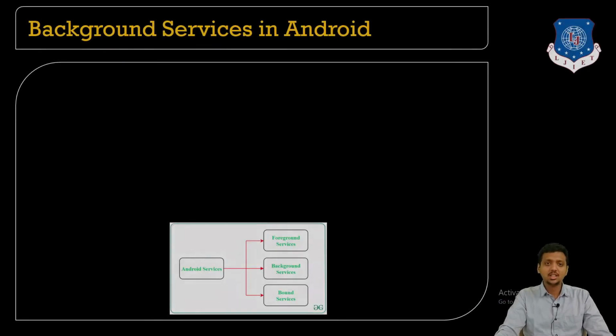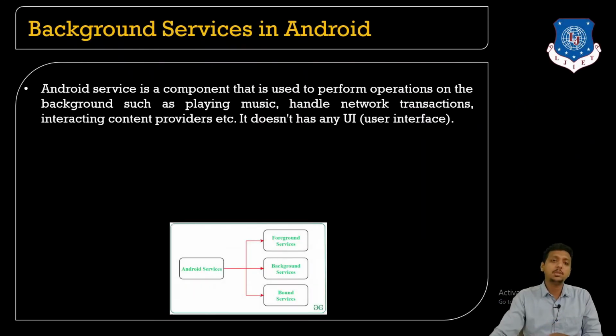So let's begin to understand what we mean by background services. Students, many times you have experienced that your phone gives you a notification about an alarm, even though the alarm application is not in an active state. That is known as the broadcast receiver.